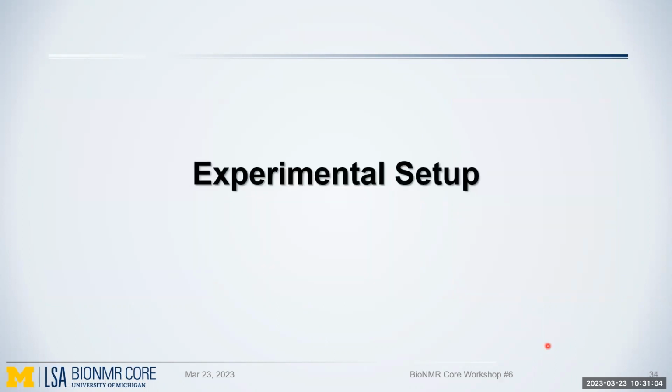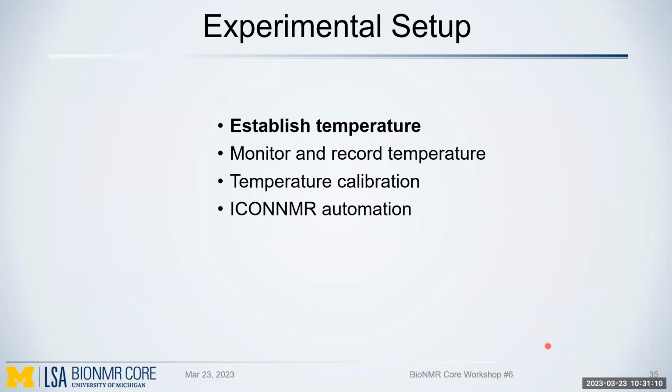Okay, once the sample is ready, then we can set up the experiment. In this part, I will include how to establish temperature. I'll show you how to establish high temperature and low temperature manually. Then we also cover how to monitor and record temperature, then a little bit on temperature calibration, and finally a few slides on how to do those VT NMR experiments using IconNMR automation.